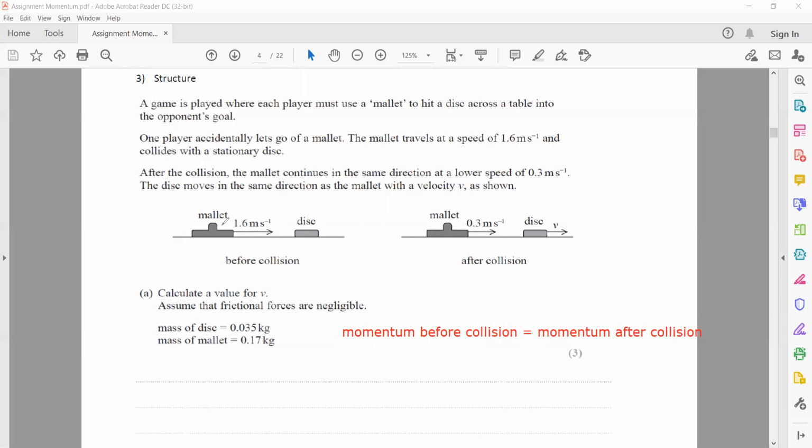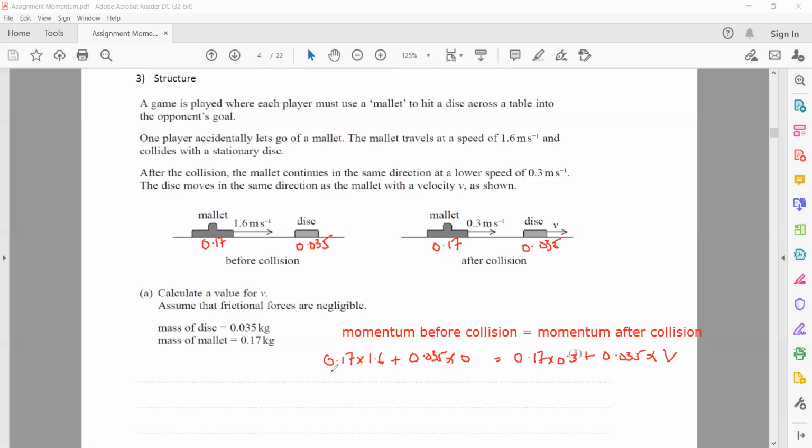So the mass is given for a mallet, the mass is 0.17. For the disc, the mass is 0.035. This is 0.17 and 0.035. So when we find the momentum before collision, it will be 0.17 multiplied by 1.6 plus 0.035 multiplied by 0. Why? Because initially it is at rest. And after collision, it will be 0.17 multiplied by 0.3 plus 0.035 multiplied by v.